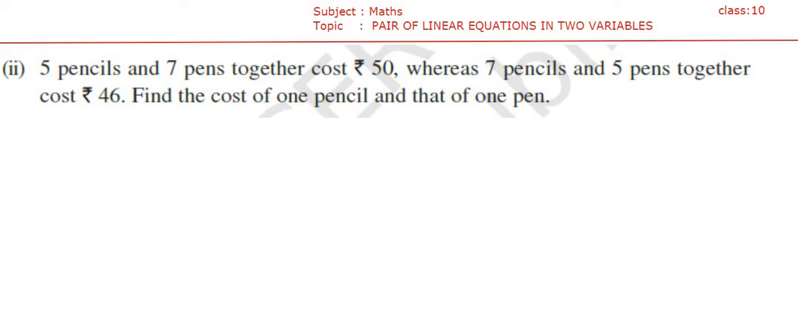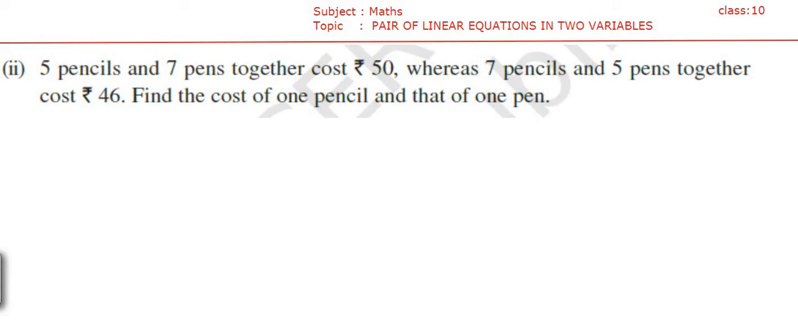In the last class, we discussed pairs of linear equations in two variables, and we were doing exercise 3.2. Now we'll see the second problem in this exercise. Five pens, five pencils and seven pens together cost rupees 50, whereas seven pencils and five pens together cost rupees 46. Find the cost of one pencil and one pen. We need to solve this problem algebraically and graphically. We know how to do that.